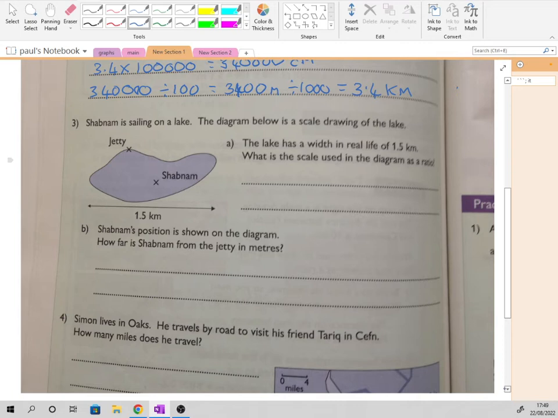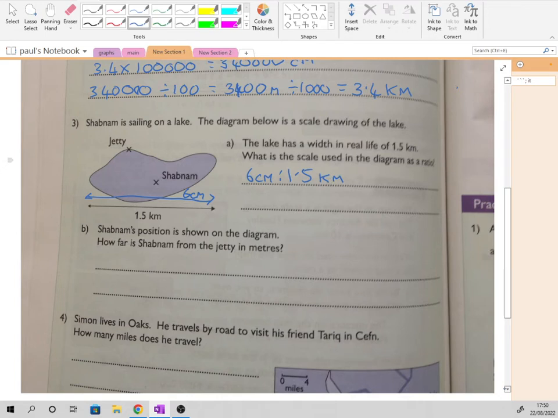So we've got to measure this. We've got something to measure with, because depending on your screen size, it's all going to look different. So I'm going to measure that as 6 centimeters. Okay, so the scale used is 6 centimeters to 1.5 kilometers.